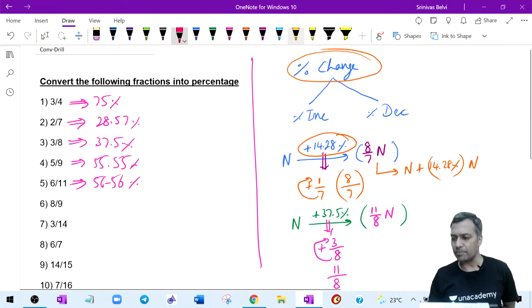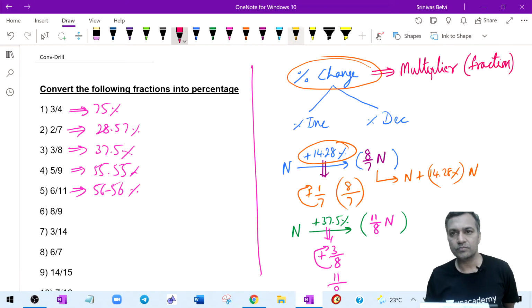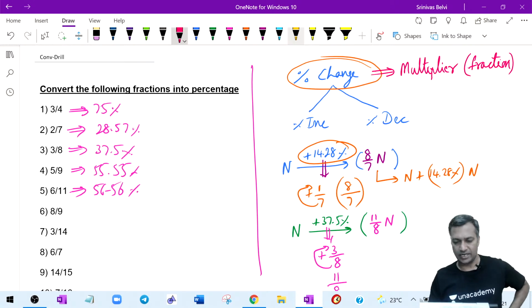Everybody, the word multiplier is clear. Multiplier is associated with the word percentage change. Whenever there is a percentage change, we use the multiplier, which is technically a fraction. Right, very good. All right.